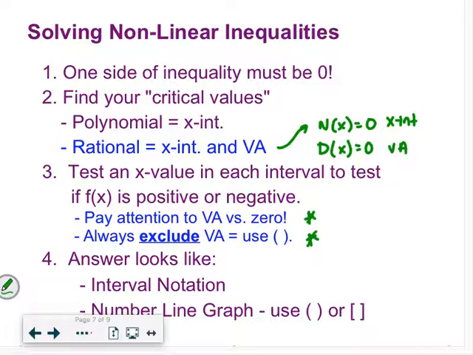So zeros or x-intercepts, you could equal 0. So if you have an or equals to sign on your inequality, you're going to include that number. You're going to use a bracket. If you don't have or equals to, use a parenthesis. However, if it's a vertical asymptote as a critical point, then it absolutely needs to be a parenthesis. There is no graph at the vertical asymptote, so you should not have a bracket there. So always exclude the VA. Always use parentheses.